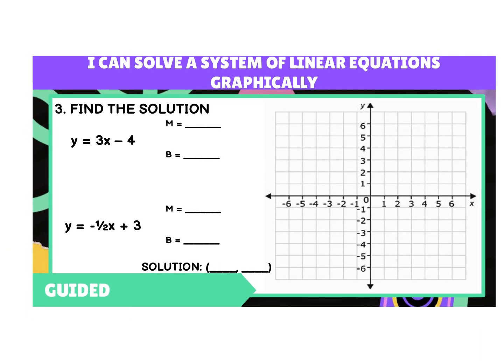All right, if you want to pause the video and try this one on your own, our slope is going to be +3/1. Our b is going to be -4. So we're going to start at -4, and it's positive, so up 3/1.